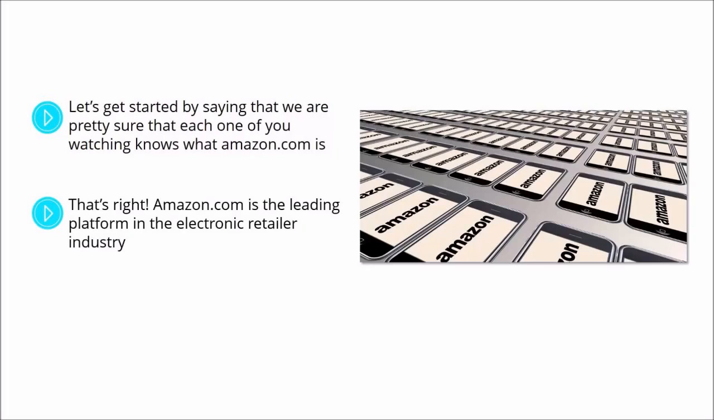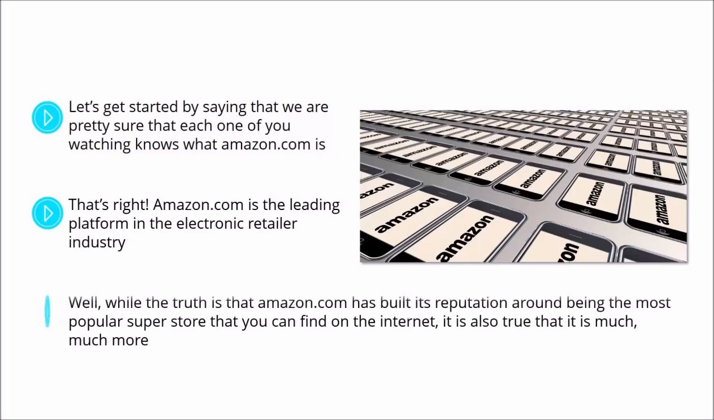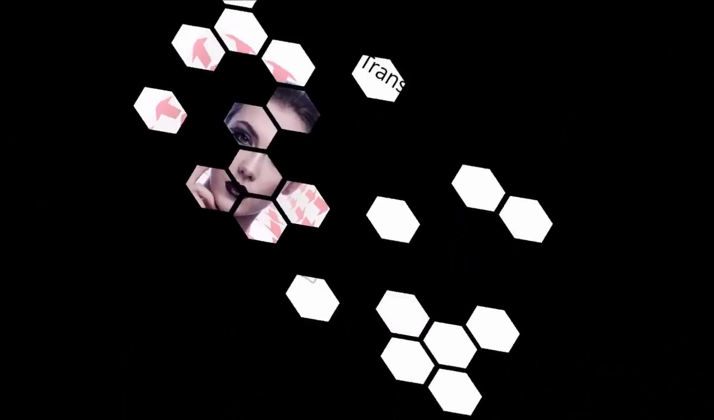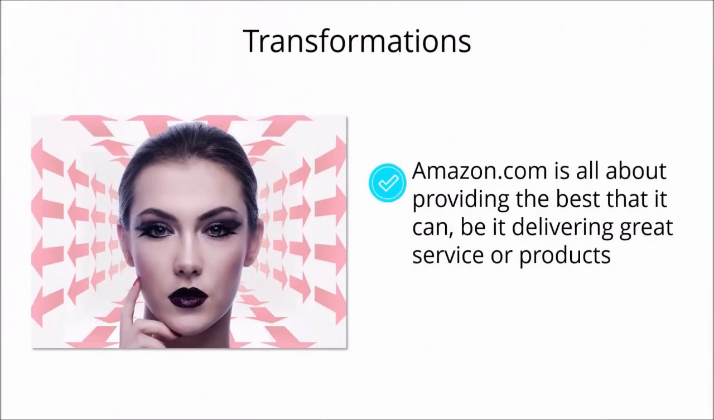That's right. Amazon.com is the leading platform in the electronic retailer industry, and millions of people around the globe enjoy its unparalleled quality of service and reach on a daily basis. But is that all there is to know about Amazon.com? Well, while the truth is that Amazon.com has built its reputation around being the most popular superstore that you can find on the internet, it is also true that it is much, much more. And you might find yourself surprised about the things that it has achieved. So let's find out.